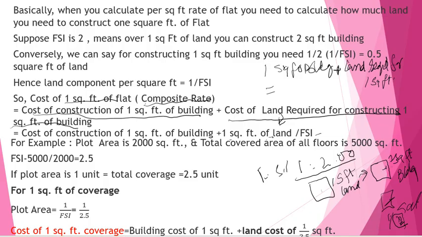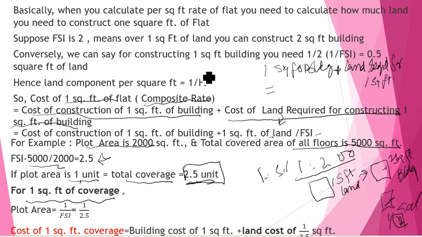So for example, plot area is 2000 square feet and total covered area of all floors is 5000 square feet. Then FSI will be equal to 5000 divided by 2000, that is 2.5. So if plot area is 1 unit, total coverage is 2.5 units. It means over 1 square feet of plot, you can construct 2.5 square feet of building. So for 1 square feet of building, you require plot area equal to 1 upon FSI, means 1 upon 2.5.